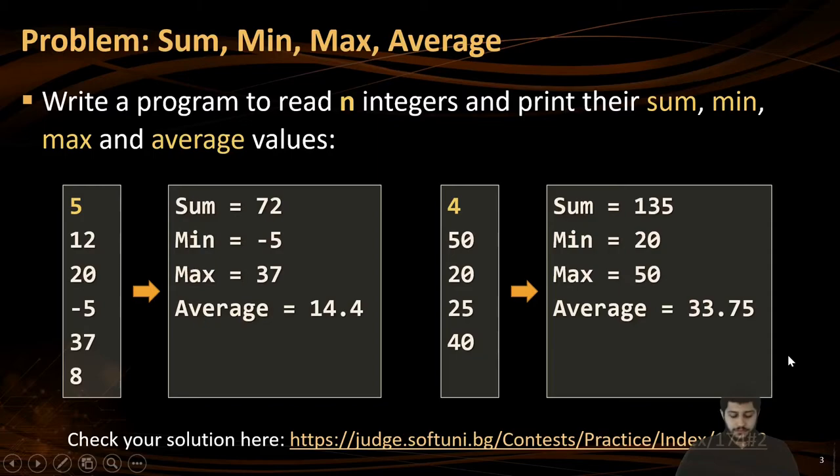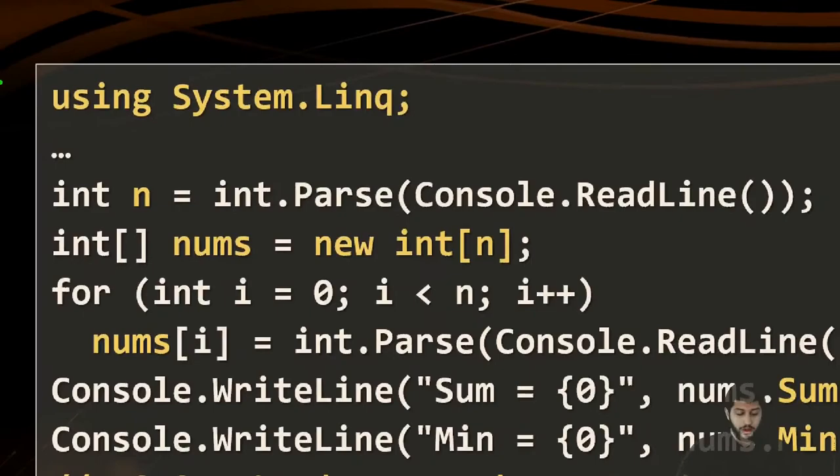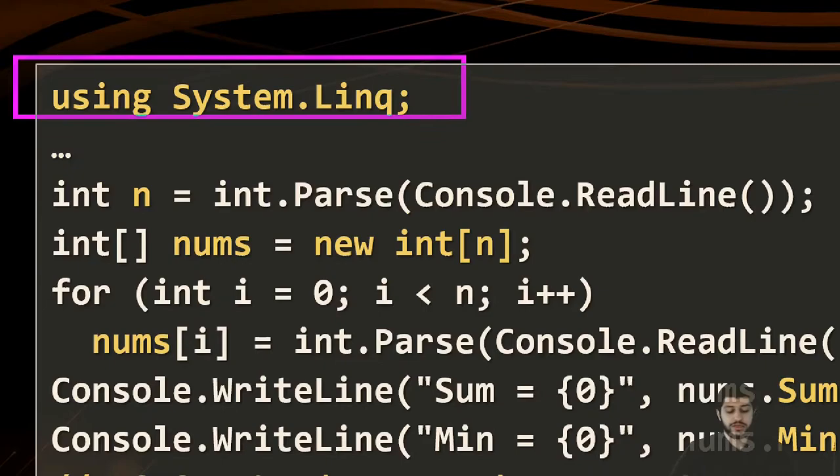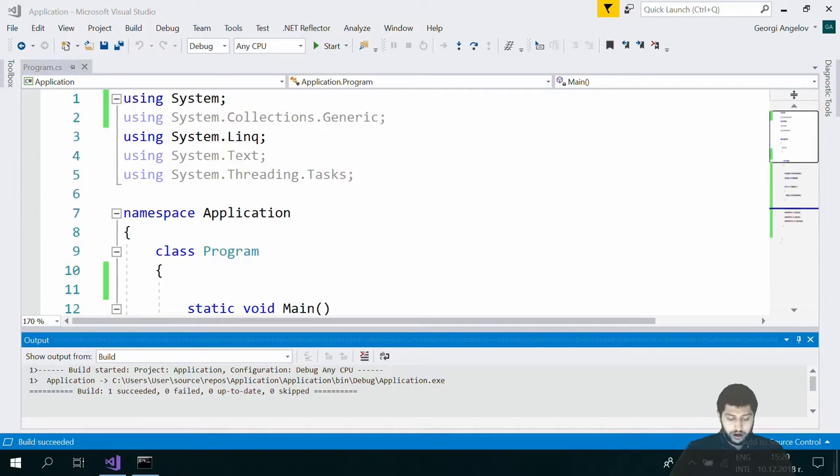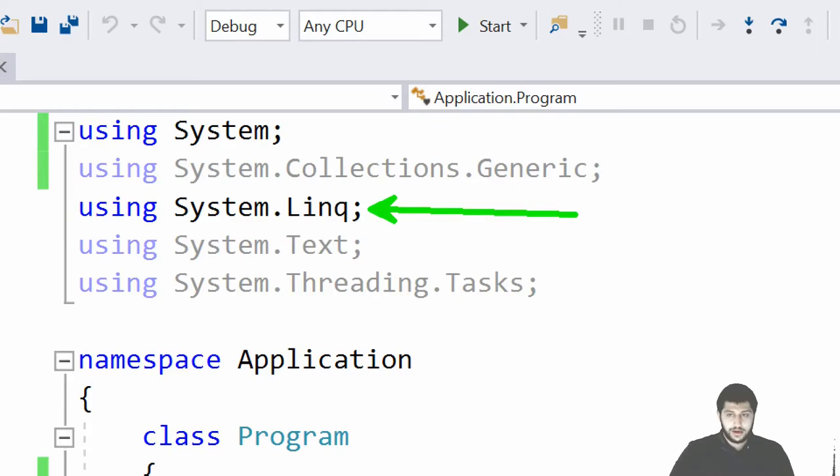Okay, so what did we do? First of all, we used LINQ. So we specified the using statement. If it's already specified, you don't have to do it. But if it's not, just say using System.Linq. And I can show you here. Let me just close this one. Okay. So we have using System.Linq, the same way we did using System.Collections.Generic.